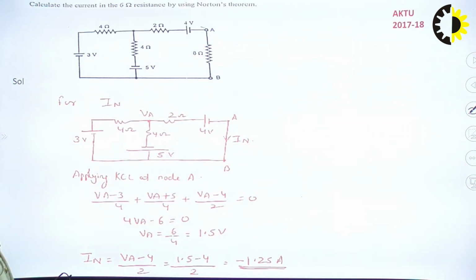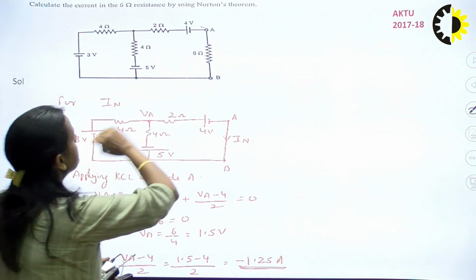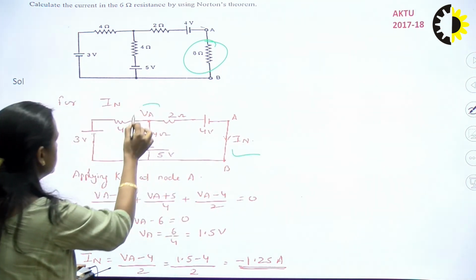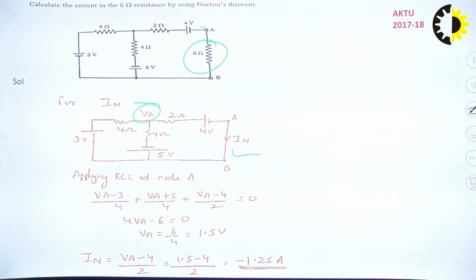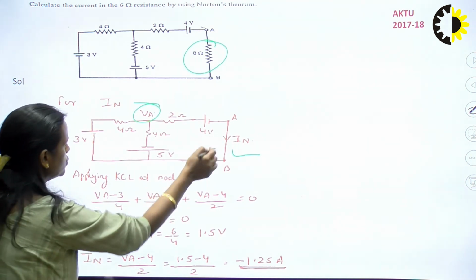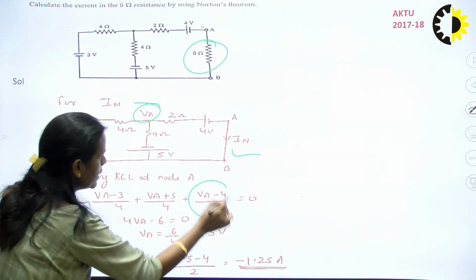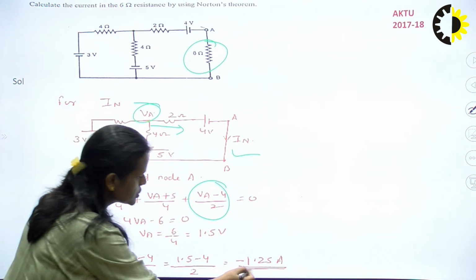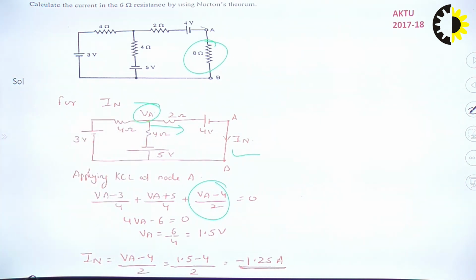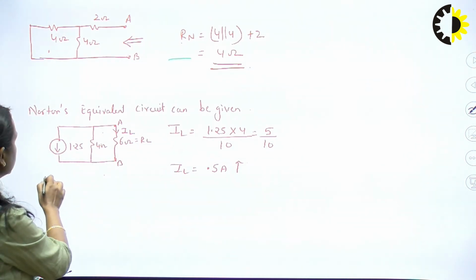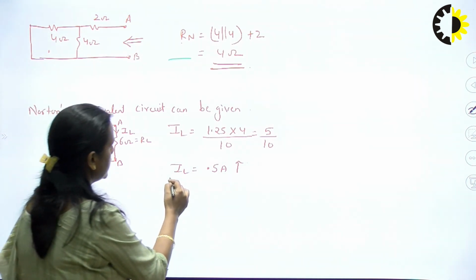And this is the next question. You have to find the current in the 6 ohm resistance by using Norton's theorem. The same question has come for the Thevenin also. So you will just short it, apply the node analysis, write down the equation, and you will find the value of VA. Then after finding VA, you can find the value of IN, right? So (VA minus 4) by 2, this is for the value of IN. This current which is flowing here is nothing but the IN. So this is minus 1.25 ampere. And easily you can find the value of Rn, which is equal to 4 ohms, and after that you can draw the Norton's equivalent circuit and you can find the value of IN, right?